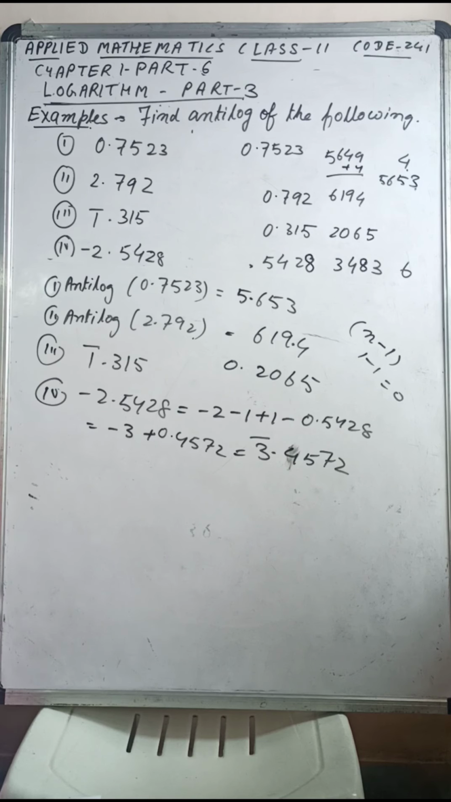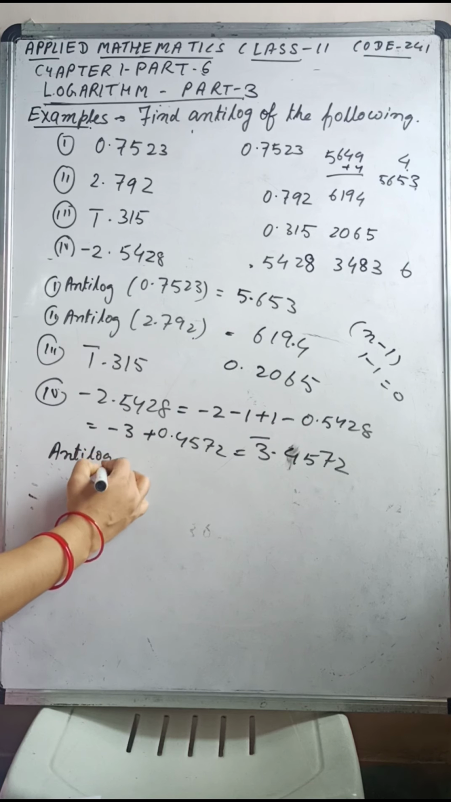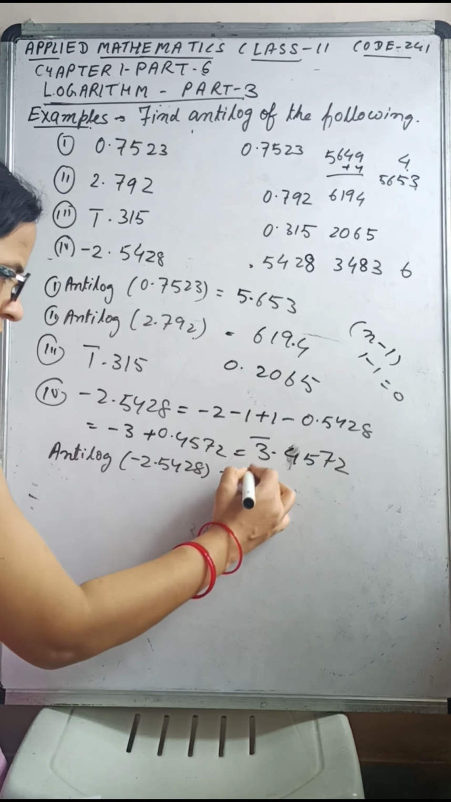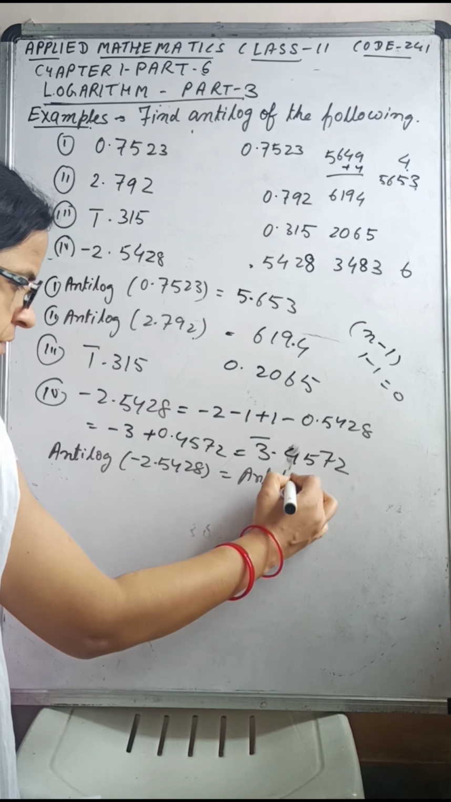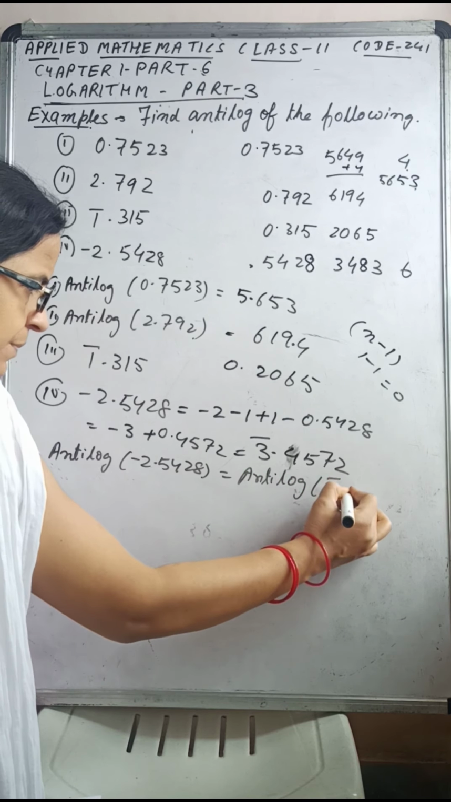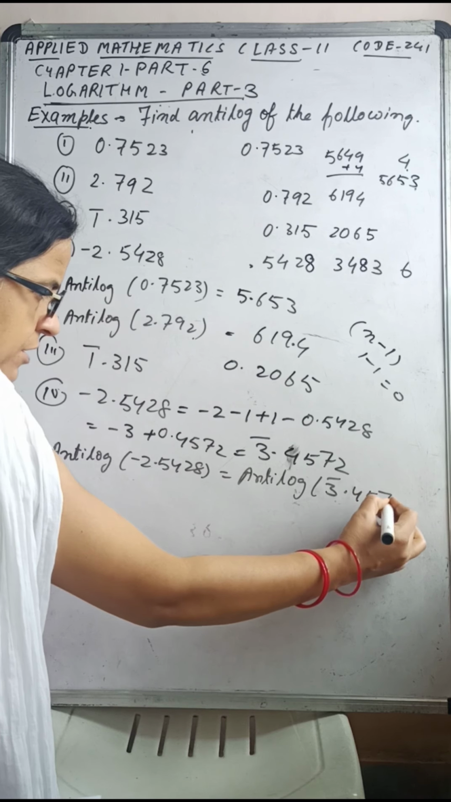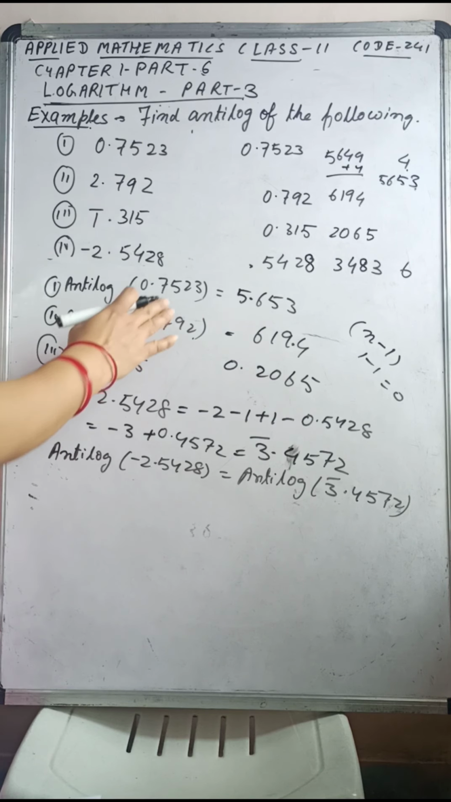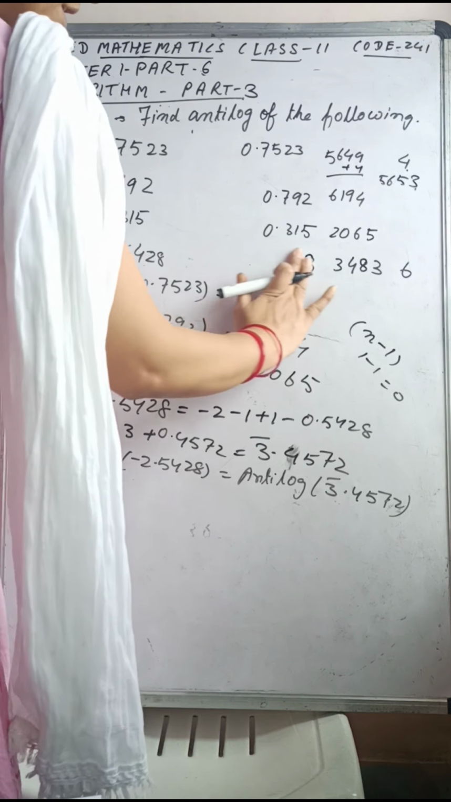So we can find the antilog. So antilog of minus 2.5428 equals antilog of 3 bar .4572. Okay. So now we will be seeing 0.45. So over here 5428 we will not see.